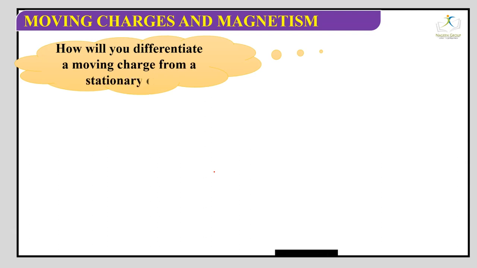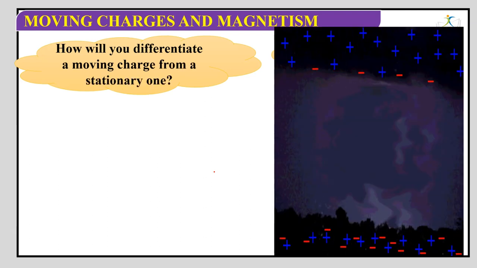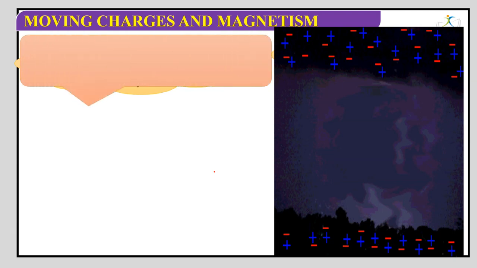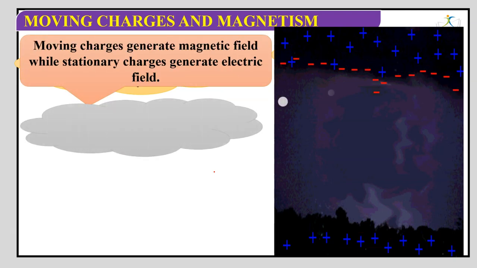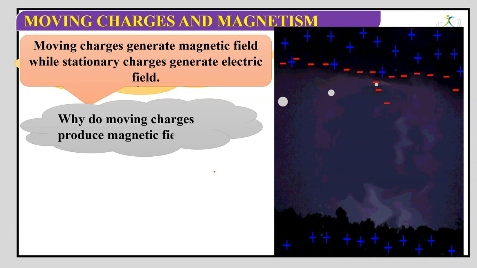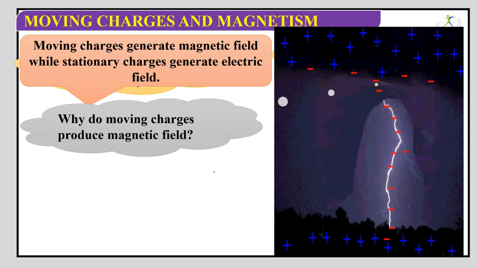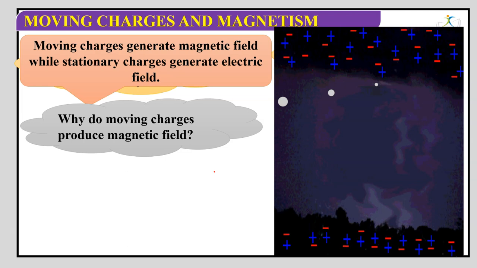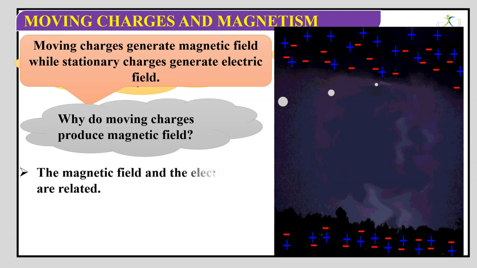How will you differentiate a moving charge from a stationary one? Moving charges generate a magnetic field, while stationary charges generate an electric field. Why do moving charges produce a magnetic field? Does this kind of question come to your mind? Yes, that will be very good.